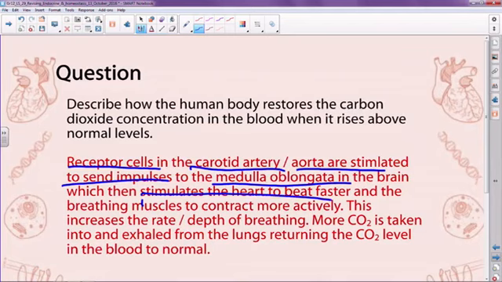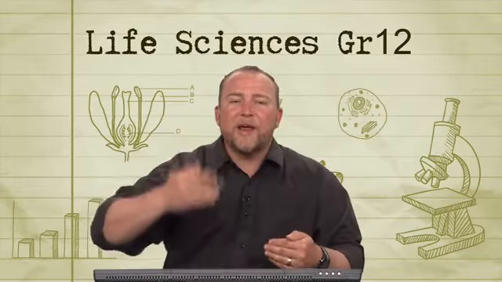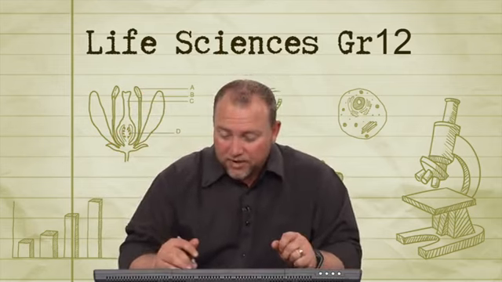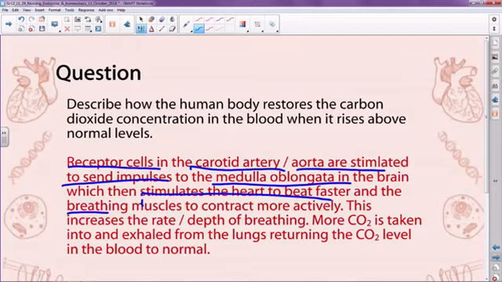Why would it stimulate the heart to beat faster? Remember, if there's lots of carbon dioxide in the blood, we want to get rid of it as quickly as possible. So we need to take all the blood to the lungs. That's what we want to do, as quickly as possible. Okay, and the breathing muscles to contract more actively.